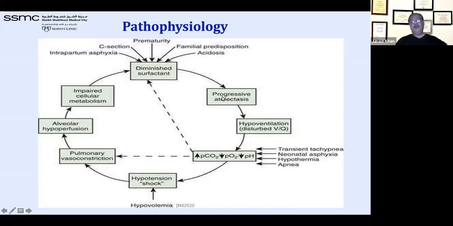It leads to atelectasis, it leads to hypoventilation, it increases the PCO2, decreases the PO2, decreases the pH, it can cause hypotension, shock, pulmonary vasoconstriction, alveolar hypoperfusion, and impaired cellular metabolism, which again inactivates the surfactant. So it's a very vicious circle, which we have to understand. Remember, pulmonary vasoconstriction can happen in those babies, and I will come back to why I'm saying that.